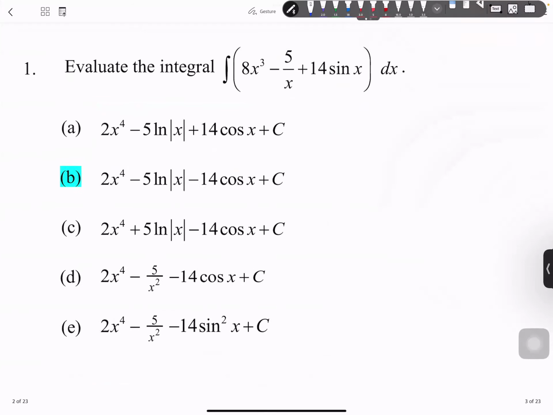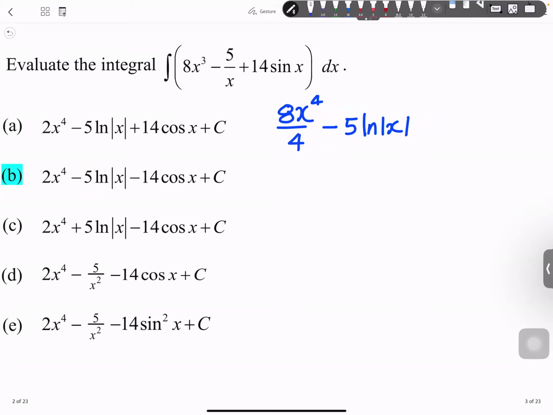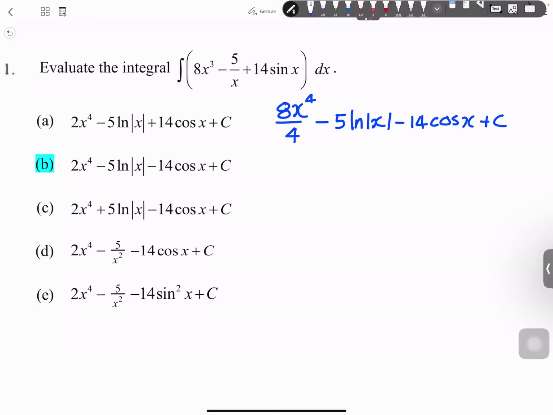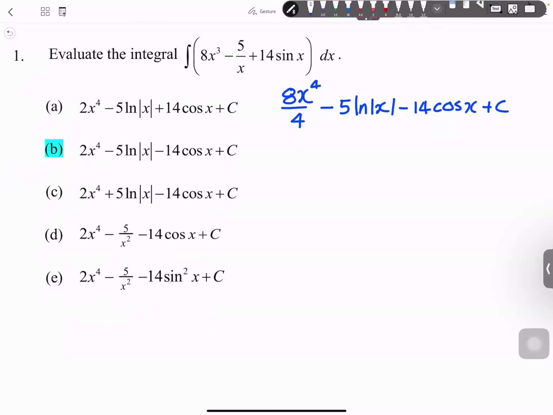Problem number 1 is just a very straightforward, just find the integral, right? We can do this. All right, so integral of 8x cubed, add 1 over add 1. That's going to be 8x to the power 4 over 4 minus. So the 5 here is a coefficient, integral of minus 1 over x. This will be minus 5 times natural log of the absolute value of x plus 14 sine. All right, so the integral of sine is equal to negative cosine, right? So this will be minus 14 cosine of x, and then we chunk a big old plus c on that guy. So answer here is B.